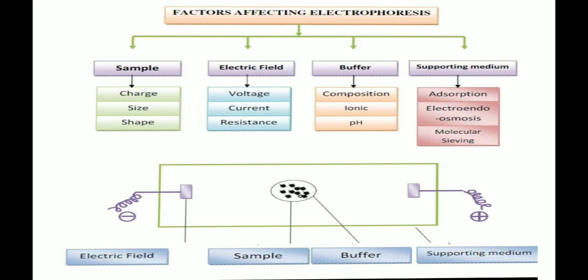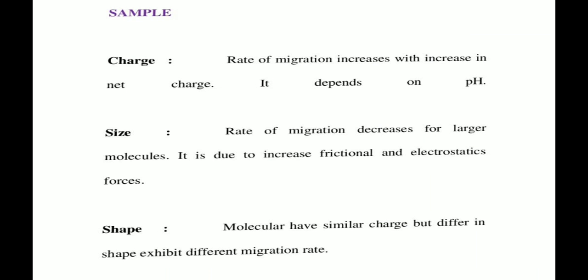Now we'll see one by one. Okay, now this first factor is sample. So sample मध्ये काय importance असतात, charge is also very important, then size and shape. So the rate of migration increases with increase in net charge. Okay, so जो तुमचा net charge असेल, that depends on the pH. Then the size of the sample: the rate of migration decreases for larger molecules, and it is due to increase of frictional and electrostatic force.